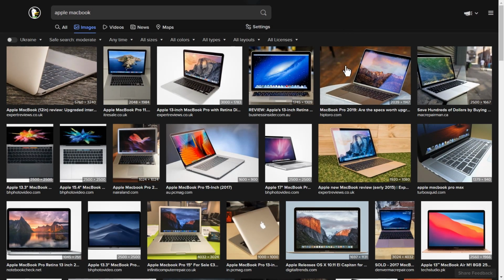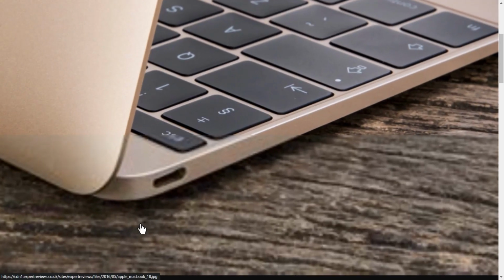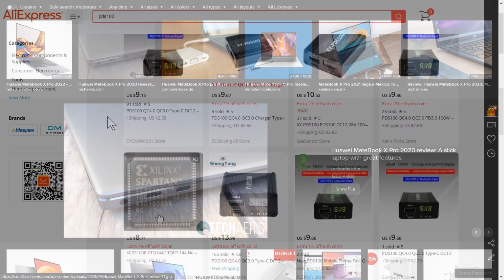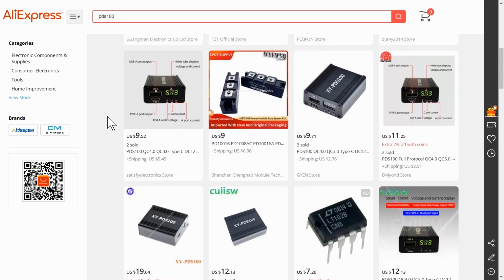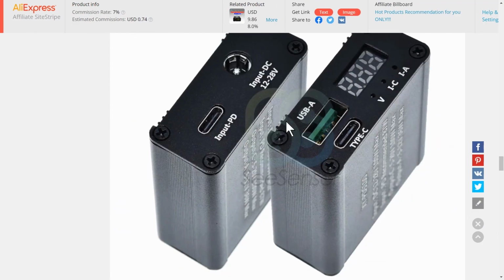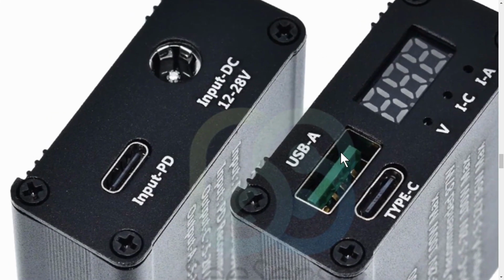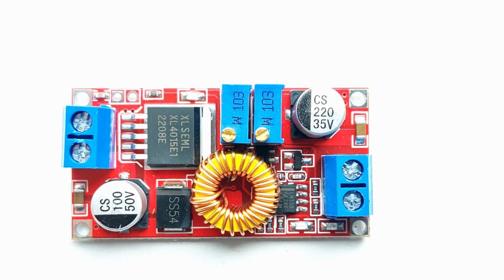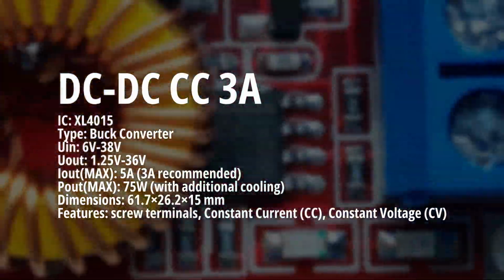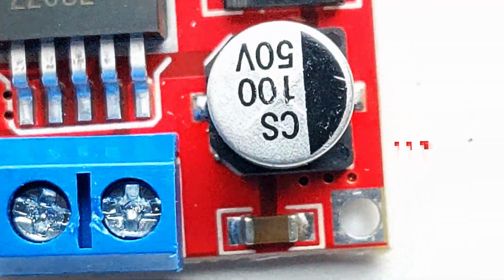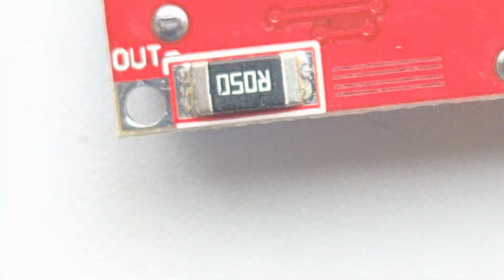But even if you have a modern laptop with USB-C power delivery input, it's not a problem because there are many special devices with full PD protocol compatibility, including 12 volts 5 amperes, that means 100 watts, like this device PDS100. To properly supply LED panels, I chose a DC-DC with CC mode, constant current mode. So even if you use long wires, and when the board heats up, the current will stay stable.